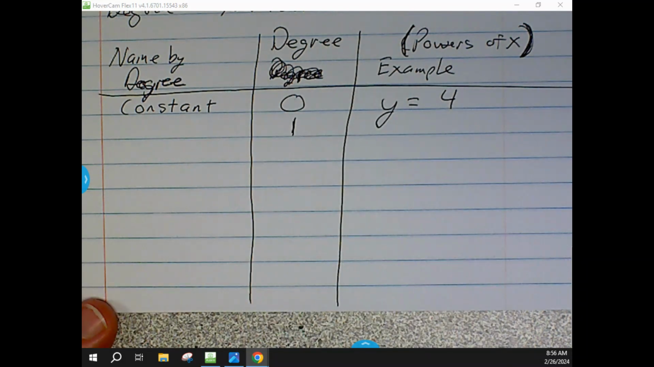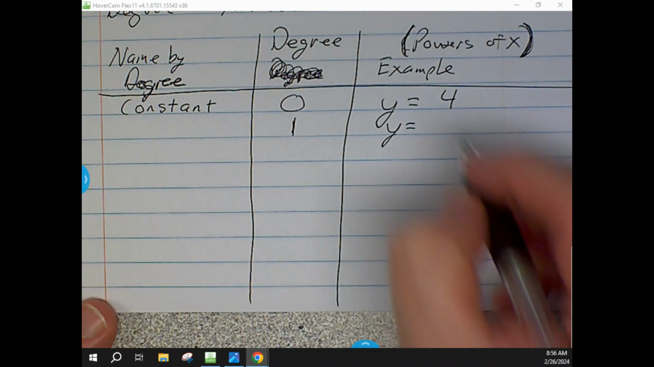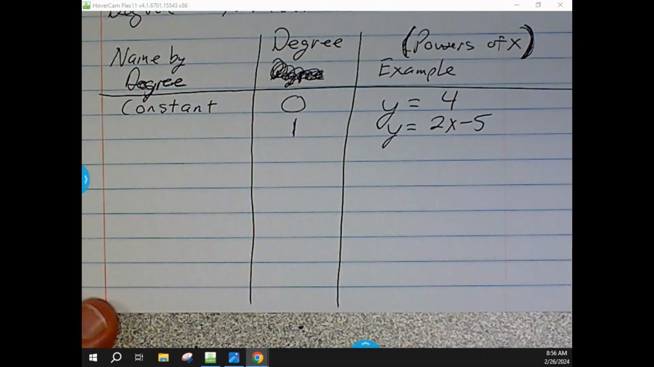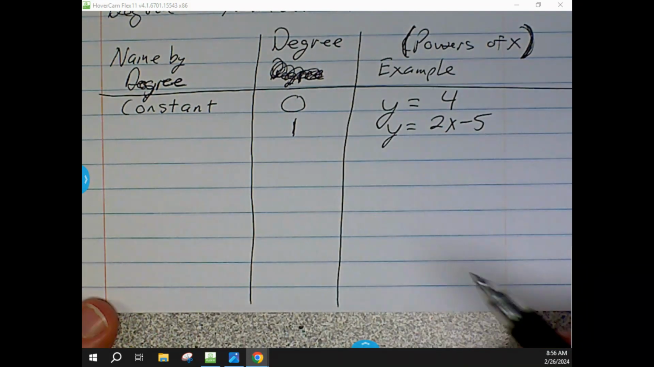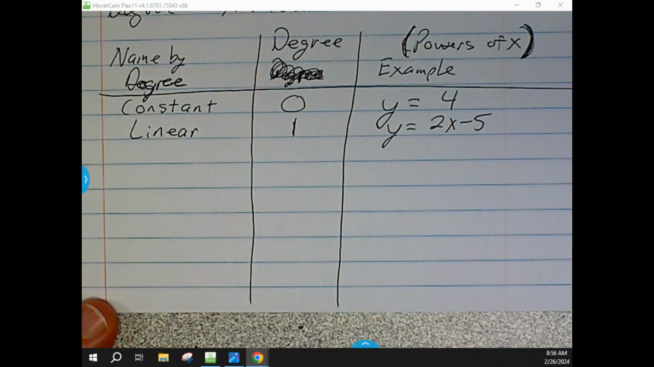All right, something is degree 1. Think back to when we were graphing equations. If it was 2x minus 5, that would be x to the first power. And if we graph that, that would look like a line. So that means it's a linear equation.